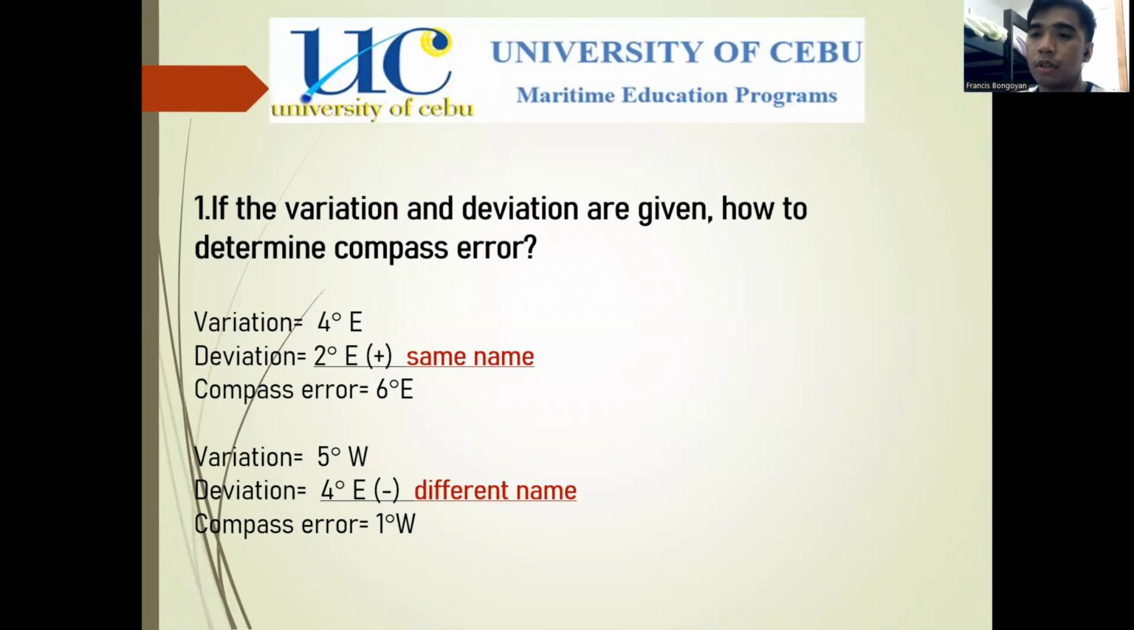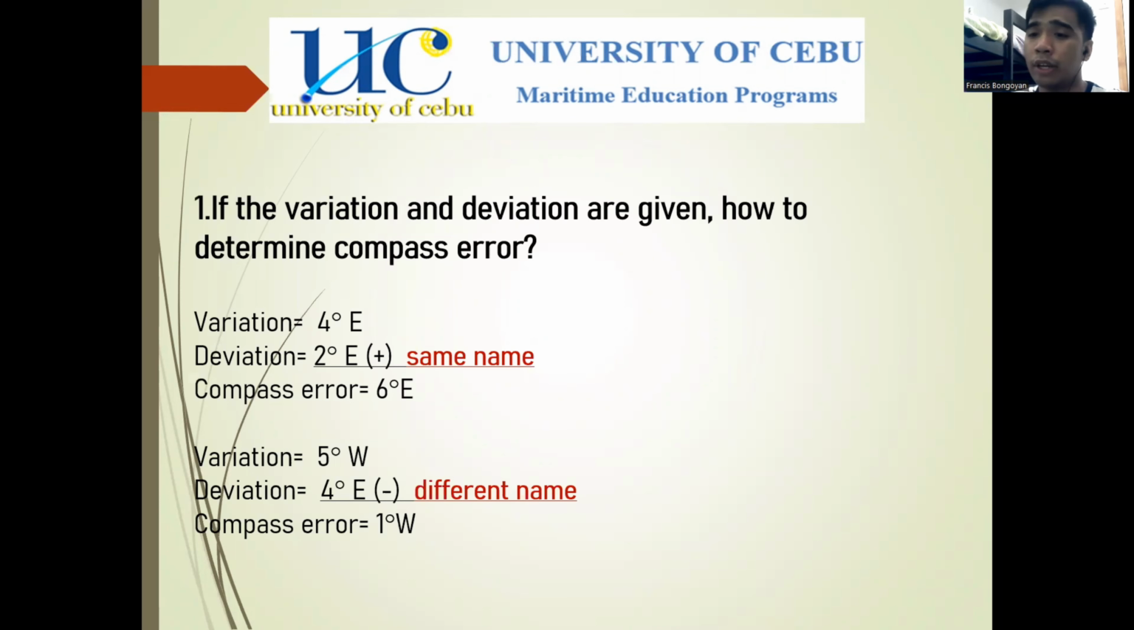So first, if the variation and deviation are given, how to determine the compass error? For example, variation is 4 degrees east and the deviation is 2 degrees east. So if it is the same name, we must add. So compass error is equal to 6 degrees east.